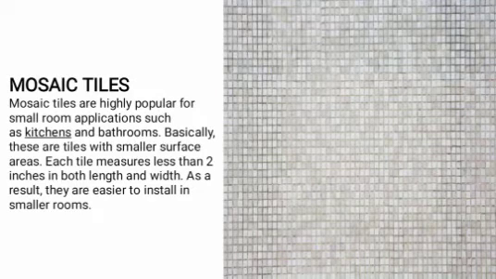Okay, number four, I have a mosaic tile. Mosaic tiles are highly popular for small room applications such as kitchen and bathroom. Basically, these are tiles with smaller surface area. Each tile measures less than 2 inches in both length and width. As a result, they are easier to install in small rooms.